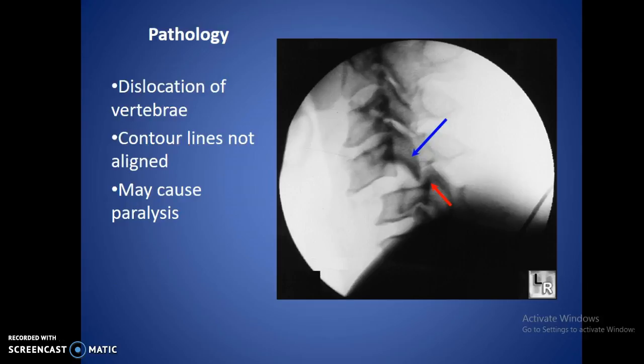Dislocation of vertebra, you see that they're not quite lined up, contour lines are lost. It may cause paralysis because the spinal cord is running basically through this area right through here. So if you get this vertebra that's dislocated, it can definitely sever that part of the spinal cord on there. Sometimes they can do traction, pop this vertebra back in place slowly so that the spinal cord does not become damaged.